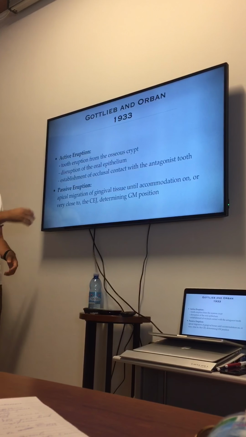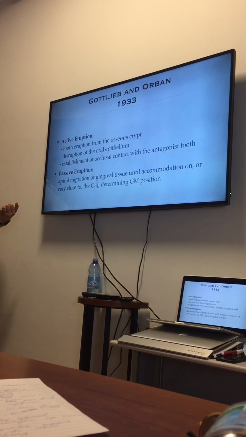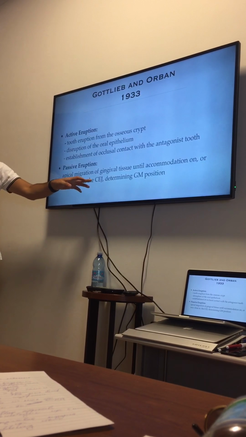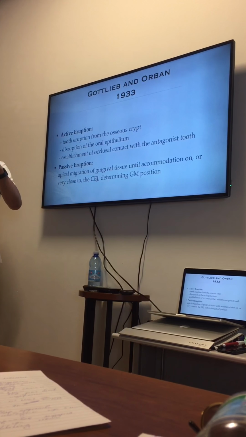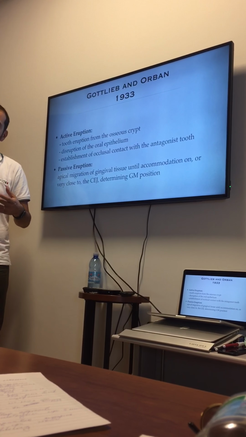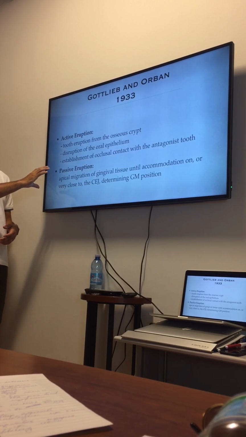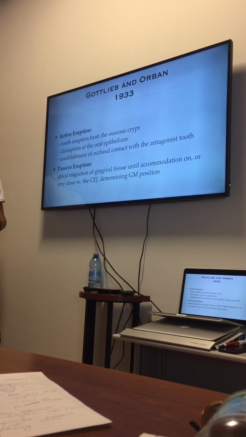Contact, then you have the passive eruption, which is the apical migration of the gingival tissue until accommodation on or very close to the cement enamel junction, determining the gingival margin position. So most of the time, when you have a problem with altered passive eruption, this is what's going on. But this is only when the gum tissue is not there.